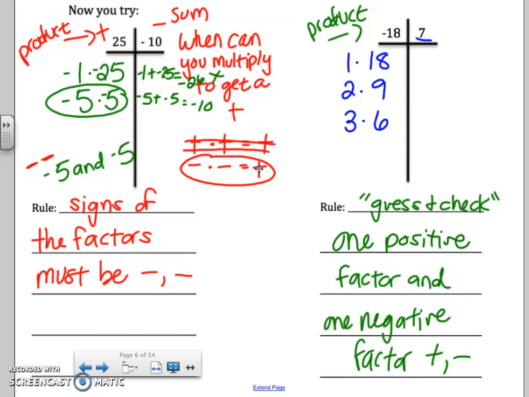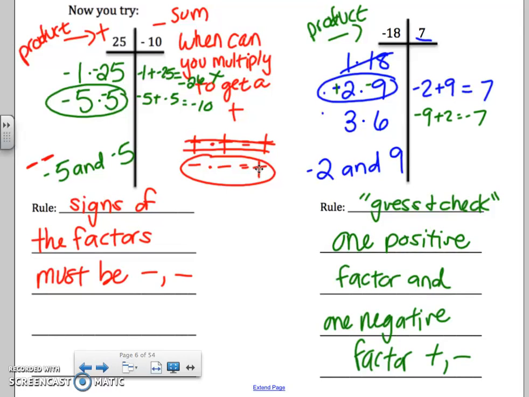Okay, I need to get a positive 7. So let's see. Those are nowhere near a 7 if I were to add or subtract them. But these two are. So let me guess. So if I make this negative, negative 2 plus 9 is a 7. So hey, that worked. So negative 2 and 9. Let's say you accidentally put this a plus and this a minus. Negative 9 plus 2 is a negative 7. Okay? So that is why it was going to be a negative 2 and a positive 9. So you kind of have to guess and check with your numbers.